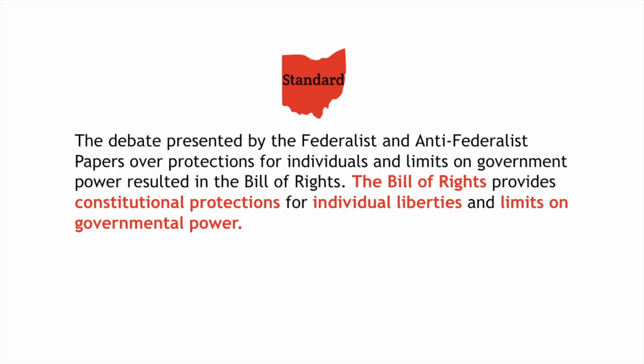For the purpose of this lesson, I'm going to be utilizing this standard from the state of Ohio and focusing on the final portion of this standard that states, "The Bill of Rights provides constitutional protections for individual liberties and limits on governmental power." So as we go through the Bill of Rights, we're going to be looking for what are those individual liberties and what are the limits on the government's power.